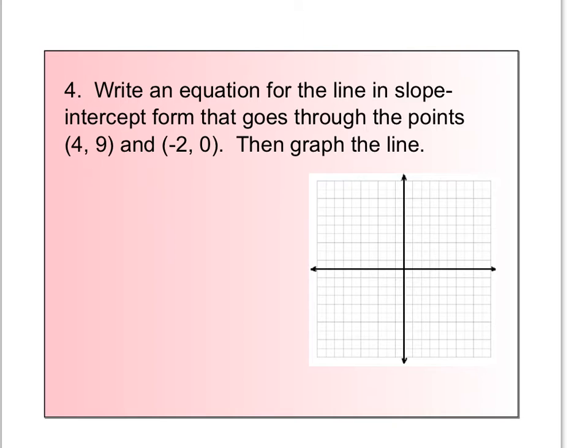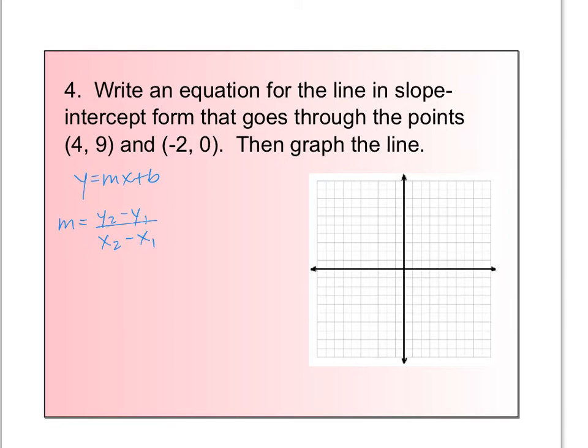Of course, it always can't stay that easy, right? It's going to get a little more complicated. So this one says, write an equation for the line in slope-intercept form that goes through these 2 points. Well, there's a couple ways to do this. One, remember, we're trying to write y equals mx plus b. One thing we could do is we could find m by using the formula that we learned yesterday, which is change in y's over change in x's, or y2 minus y1 over x2 minus x1.